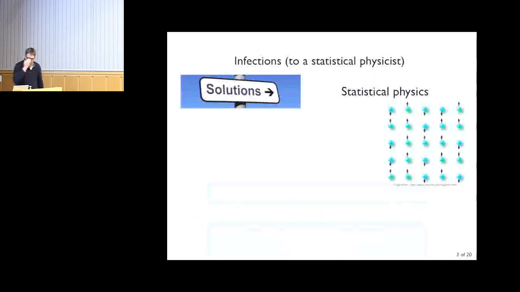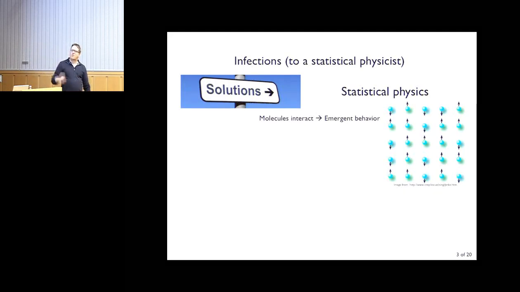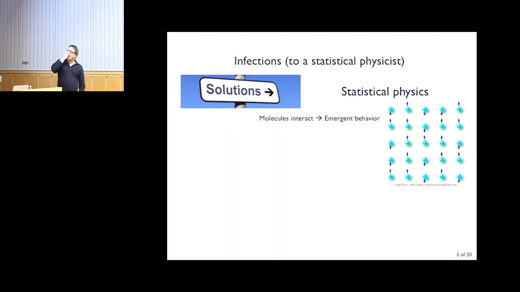So my lab takes a little bit of a different approach. I'm a statistical physicist by training. In statistical physics, you often have systems with many, many degrees of freedom. A classic example is molecules: spins of a magnet, water molecules, molecules of a liquid or of a gas. These molecules interact in some way, so these degrees of freedom are coupled.